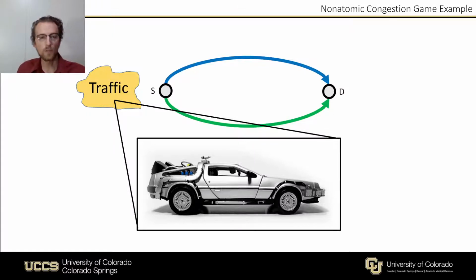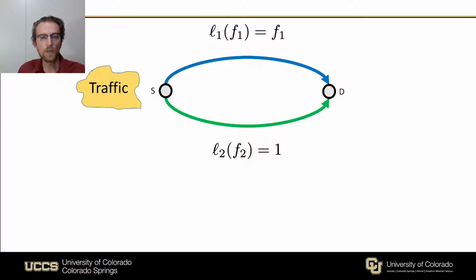So a blob of traffic means that we're looking at a non-atomic congestion game. Drivers are infinitesimally small and each controls an infinitesimal amount of traffic. So we'll be thinking about masses of traffic rather than discrete chunks. The delays on the network are characterized by latency functions.